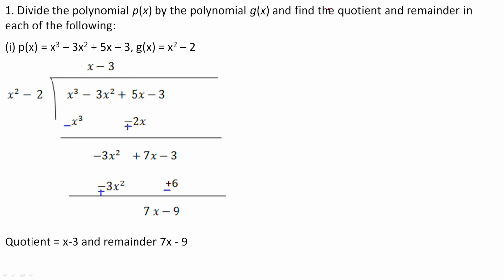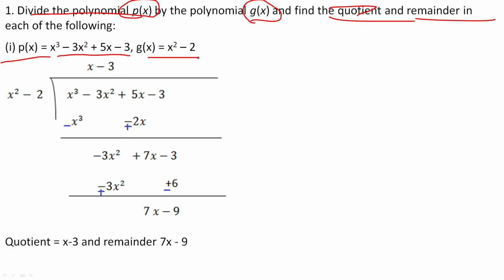Now we are going to divide the polynomial p of x, P for polynomial, x the term, by g of x. Find the quotient and the remainder of the polynomial given. Consider p of x equal to x cube minus 3x square plus 5x minus 3, and g of x is x square minus 2. Now we are going to divide.